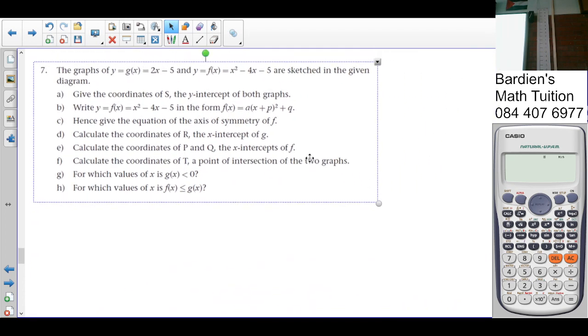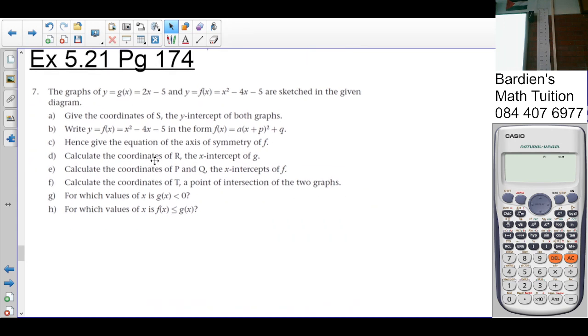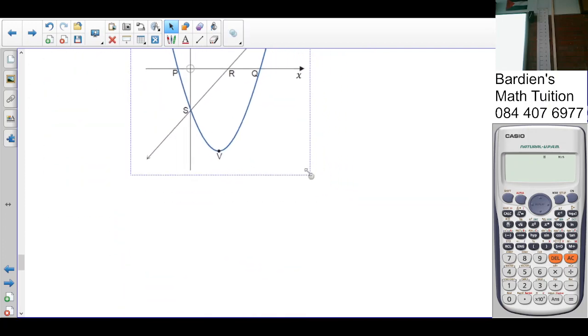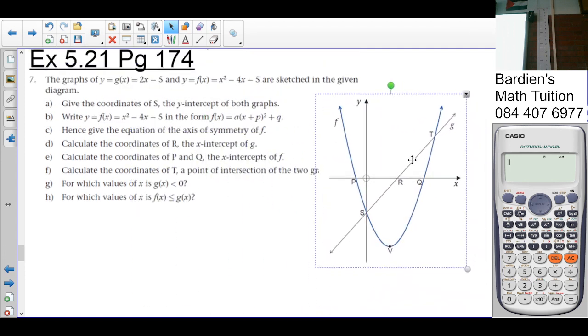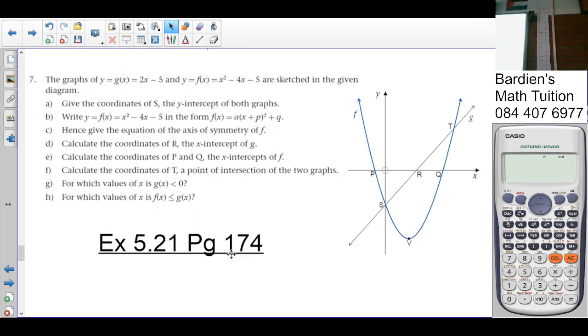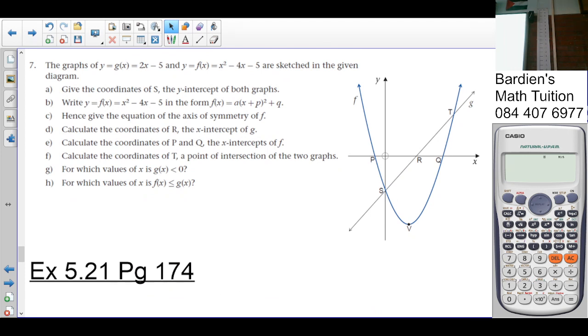Number 7, we are told that the graphs of g of x equals 2x minus 5 and f of x equals x squared minus 4x minus 5. Okay, so we have two graphs there.